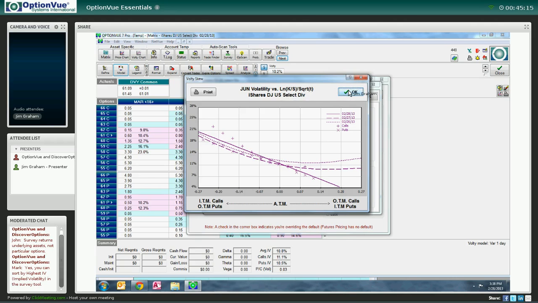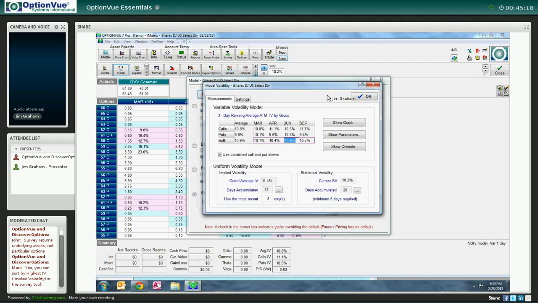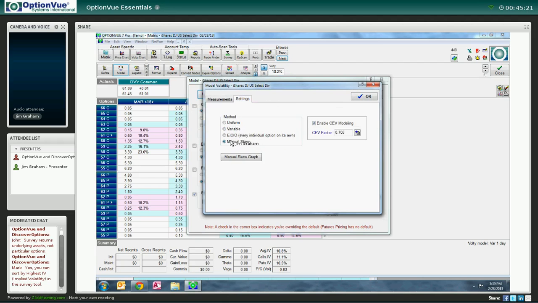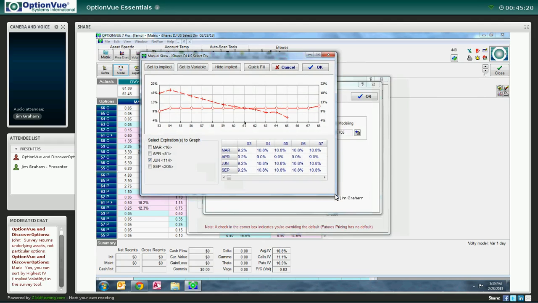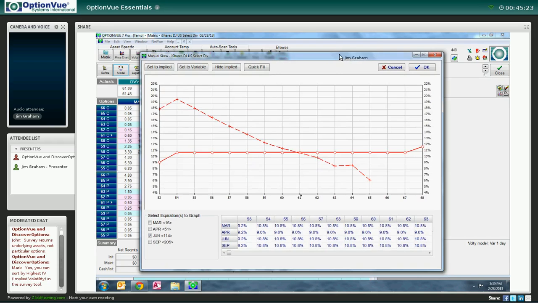There is another way to see this that we have in the pro version, in the manual skew. I can go into the manual skew, and maybe this will make it a little easier for you to see. I'll make it as big as I can here. You have some buttons here. First, I'll set to implied. Here are the various strike prices of the stock, 53, 54, 55, 56. And you can see the actual dots. This is the measured implied volatility, the MIV, of every one.